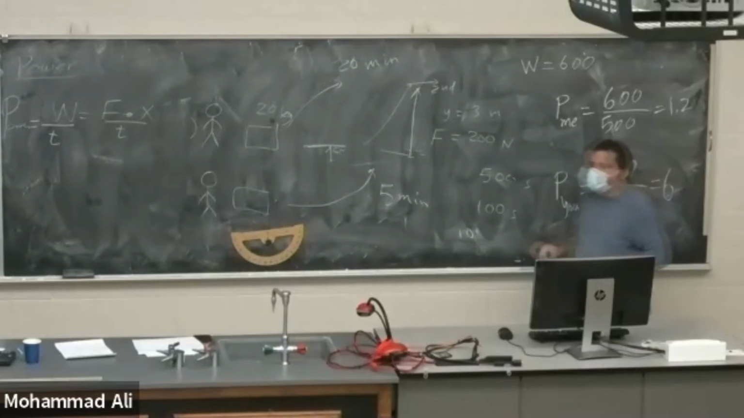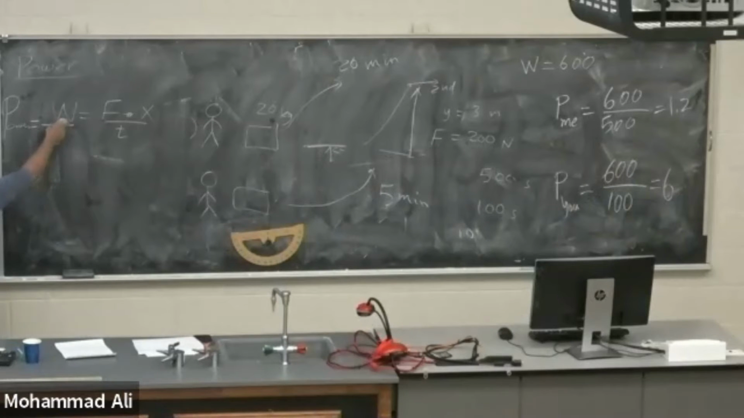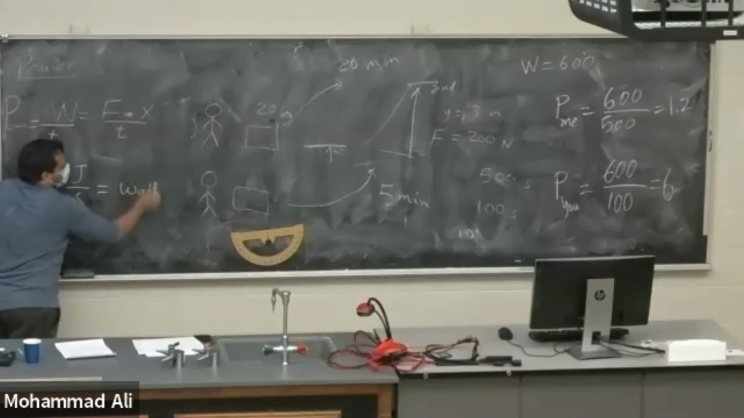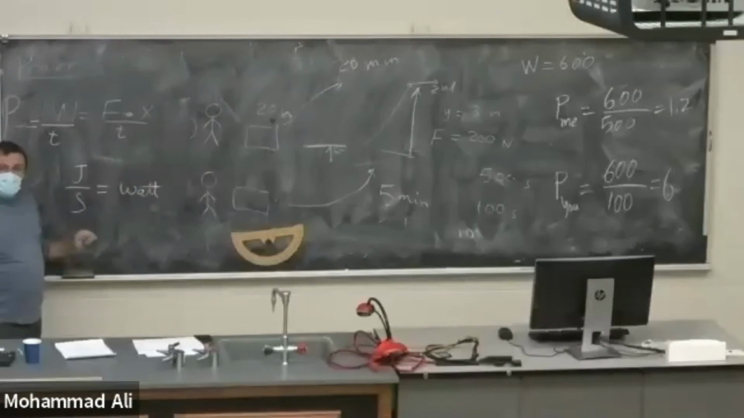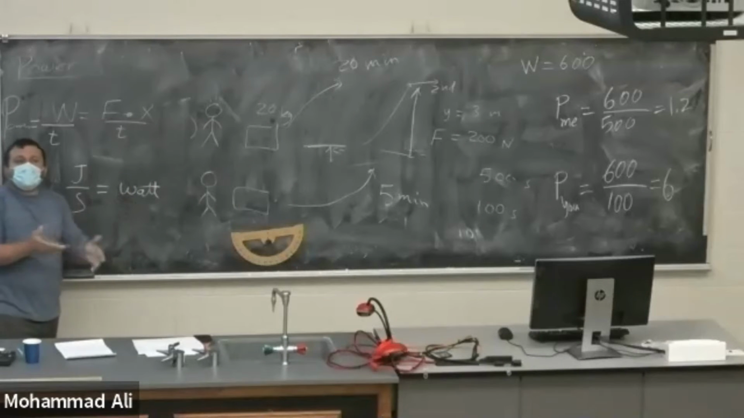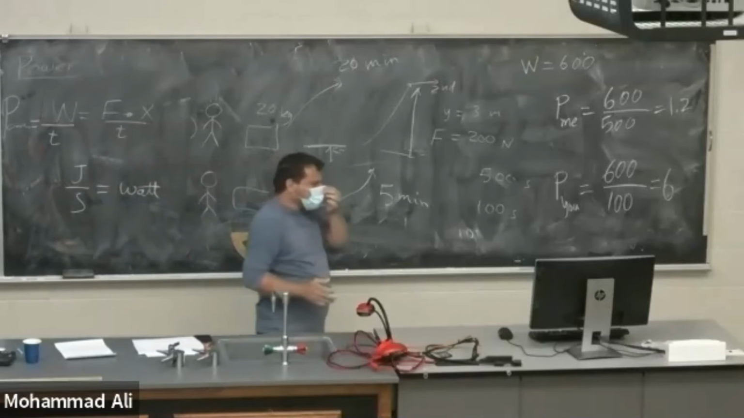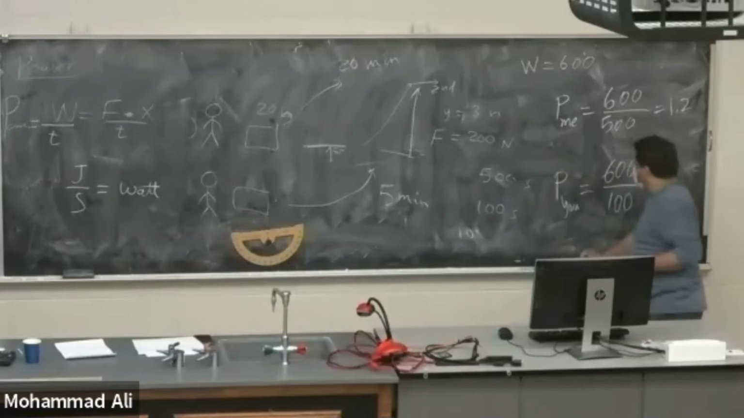What is the unit of the power? The unit of the power is the watt, which is joule over second. This is the watt. The SI, or the international system, deals with the watt. But maybe you will deal with the horsepower. I think it is 700 and something watts. I don't know how much it is.